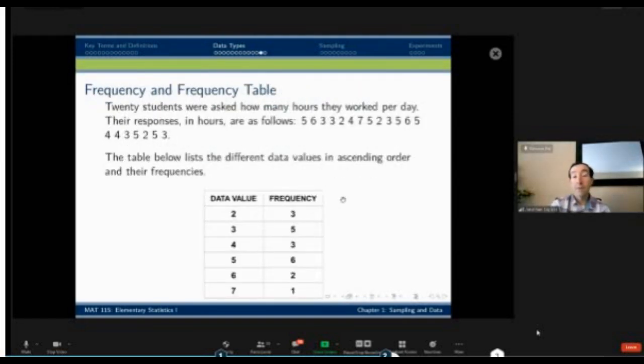If there's an ordering for the data values, by the way, we do them in that order. So in this case, it's in ascending order. We could do descending if we prefer that, but usually ascending is the easiest way to go.